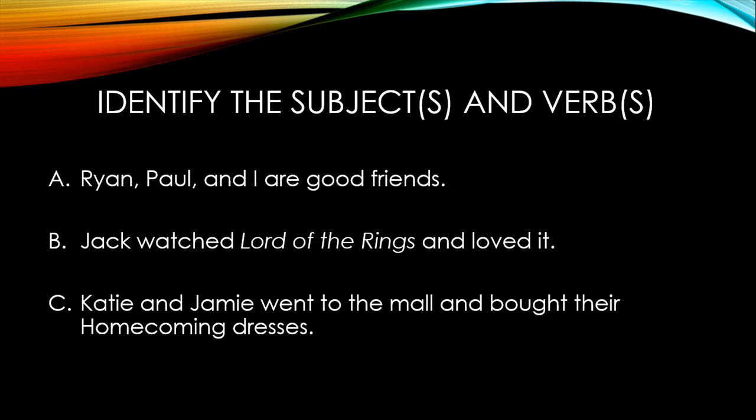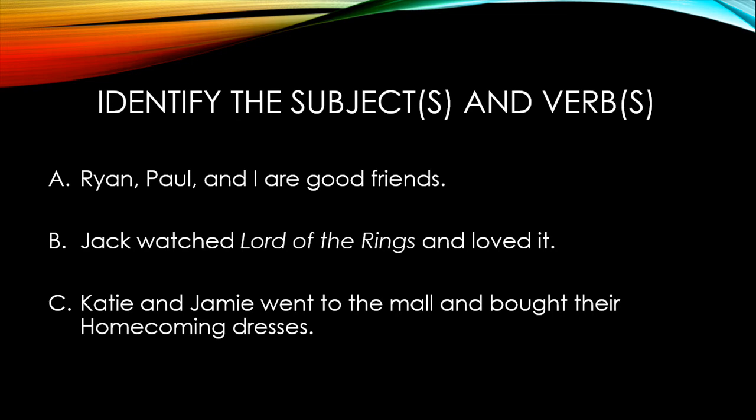Katie and Jamie went to the mall and bought their homecoming dresses. Here we have two people doing two things. Katie and Jamie, they went to the mall and bought their homecoming dresses. So the verbs are went and bought.